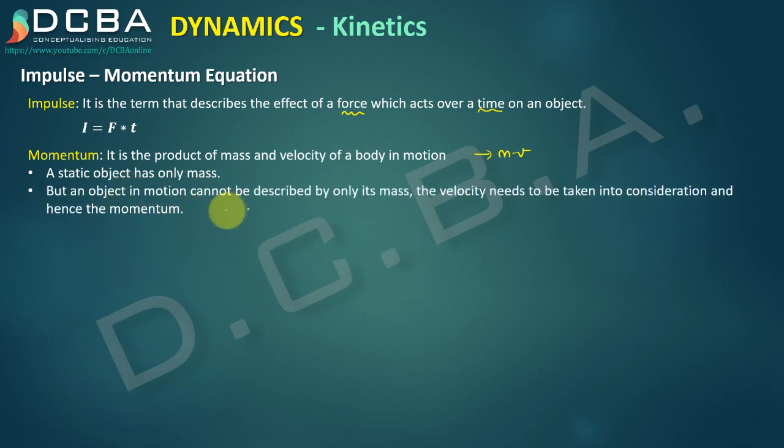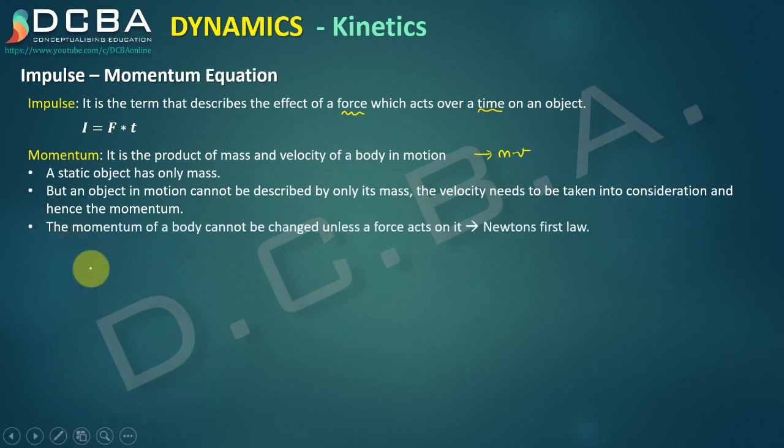So when an object is in motion, it cannot be described by only its mass, but velocity also needs to be taken into consideration, and hence the momentum. From this we understand that momentum is important for objects which are under motion. Now, momentum is something that cannot be changed unless a force acts on it.